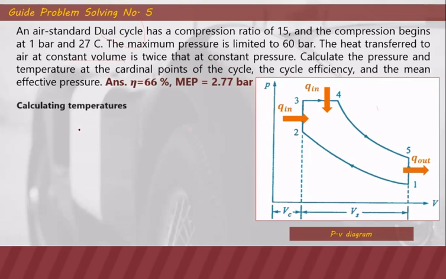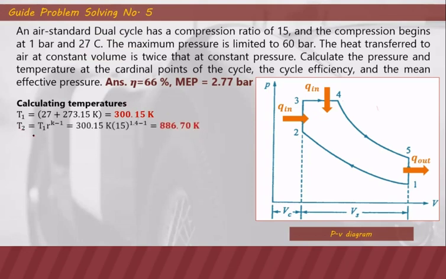So first, we are going to calculate the temperatures that we can solve. So far, T1 is given, that is 27 degrees Celsius, and that is at point 1, or the compressor inlet. That's 315 Kelvin. T2, we just use the isentropic compression relationship, since this is isentropic compression, process 1 to 2. That's why we have 886.7 K.